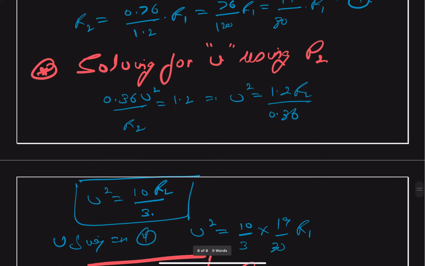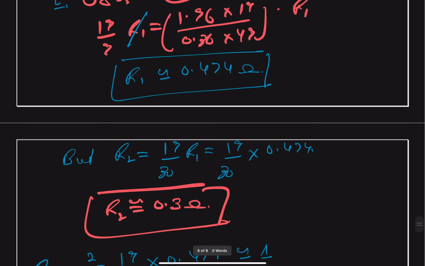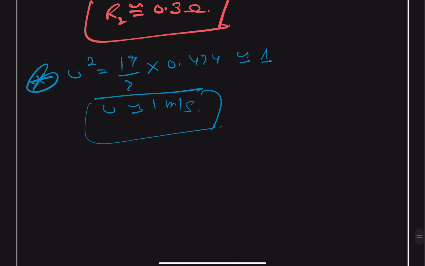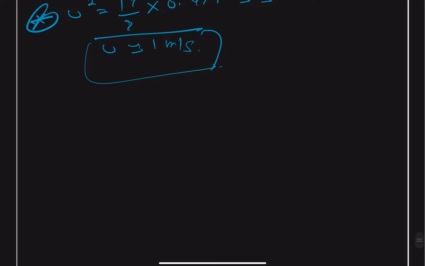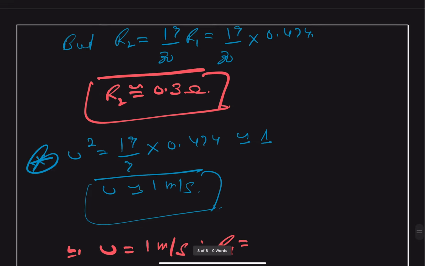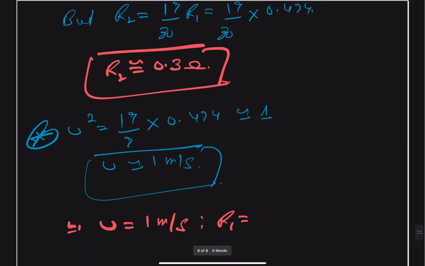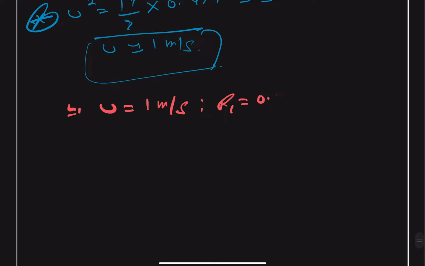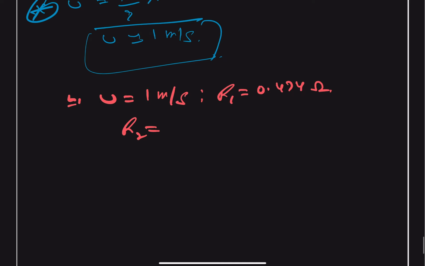So these were the two questions asked in the year 1994. Let me summarize it here. Our velocity V, that is the terminal velocity, is 1 meter per second. Value of R1 is 0.474, and value of R2 is 0.3 ohms.